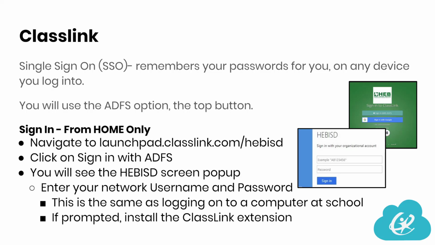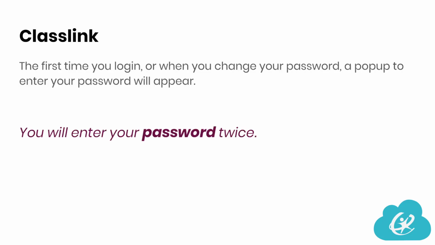Another way to navigate to this page is to go to our district webpage and find the Classlink icon, or go to launchpad.classlink.com/HEBISD. The difference at home is you will get the second HEB pop-up. You will enter your network username and password. Again, this is the same as logging in to a computer at school. If prompted, please install the Classlink extension. The first time you log in, or when you change your password, a pop-up to enter your password will appear. You will enter your password twice on this screen.